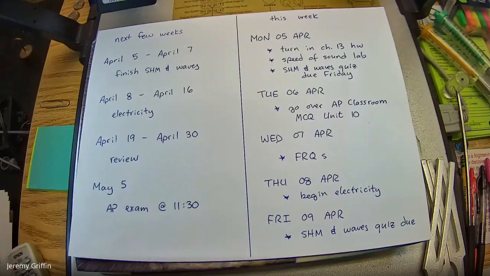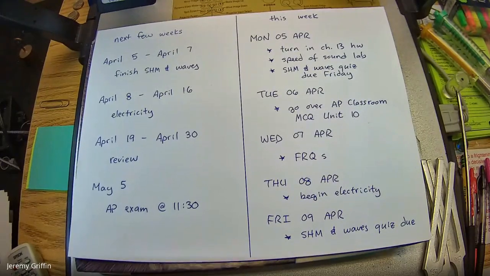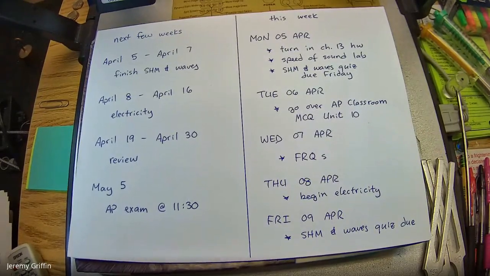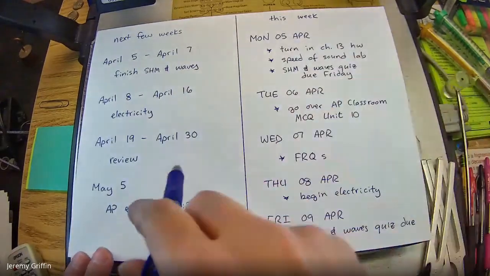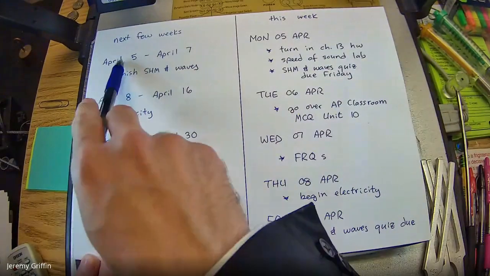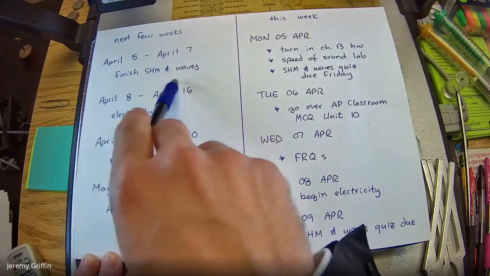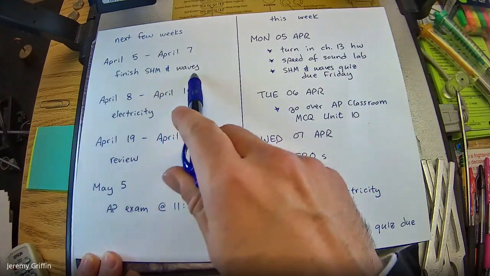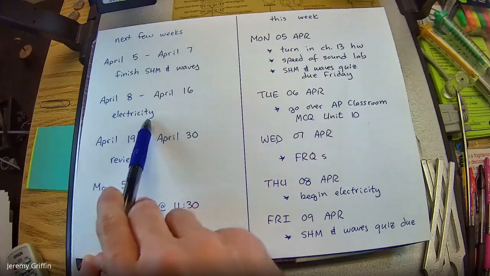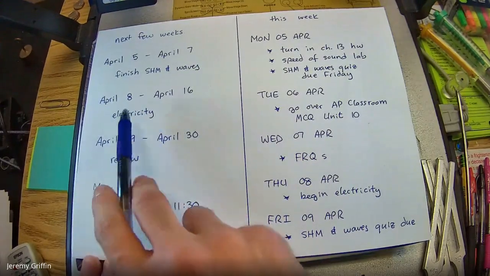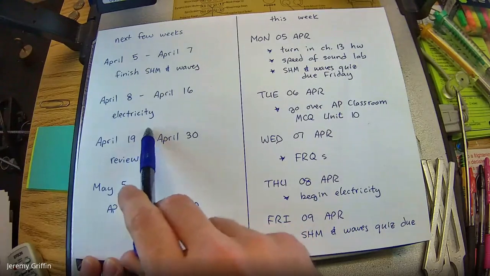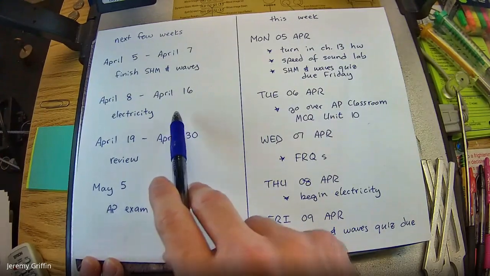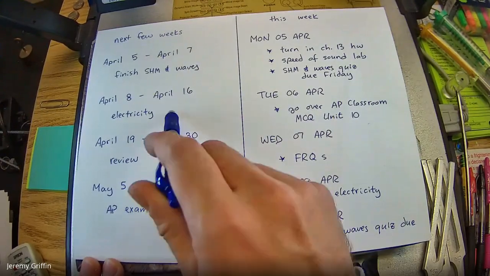Okay. All right, so let's look at what we're doing in the next few weeks, and then today, and then this week. Okay, so in the next few days, I want to finish simple harmonic motion and waves. And I want to get started on electricity by the end of this week, so Thursday, Friday, get started on that. Okay. Electricity is going to take us at least a week.